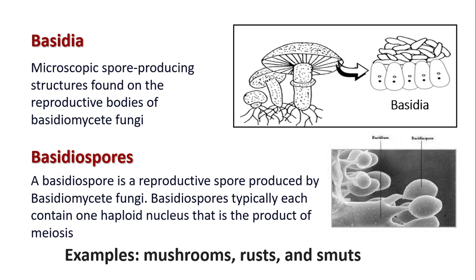contain one haploid nucleus, that is the product of meiosis. This is the basidium and these are the basidiospores. The examples of these fungi producing basidiospores are mushrooms, rusts, and smuts.